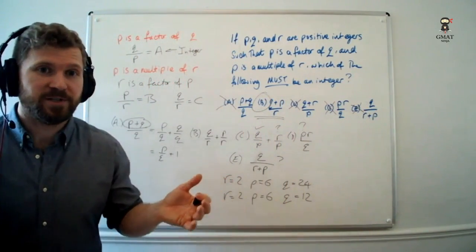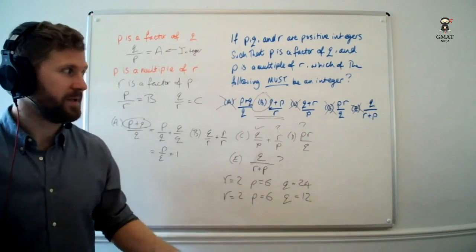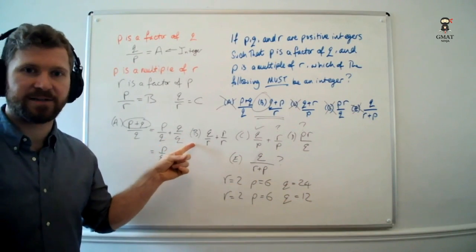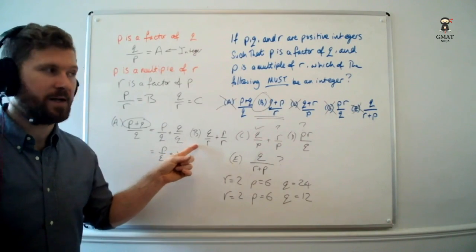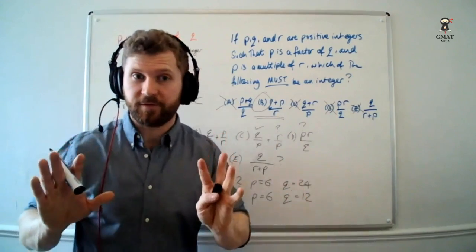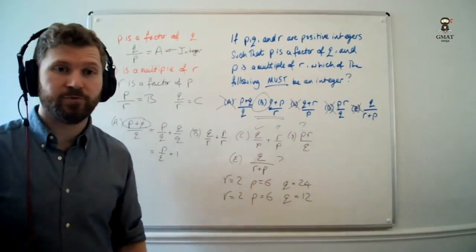Now, when you're doing this question yourself, you probably do not need to go all the way through there. When we got to B, we guaranteed that that had to be a whole number. And so at that stage, you might want to just take B and move on. If you want to be certain, yeah, we've gone through all the options.